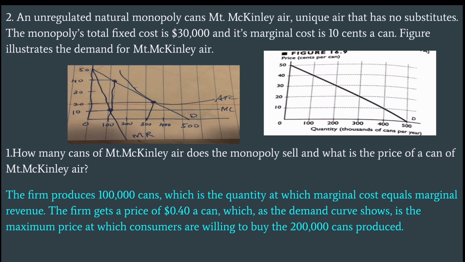How many cans of Mount McKinley Air does the monopoly sell and what is the price of a can of Mount McKinley Air? The firm produces 100,000 cans, which is the quantity at which marginal cost equals marginal revenue. The firm gets a price of $0.40 a can, which, as the demand curve shows, is the maximum price at which consumers are willing to buy the 100,000 cans produced. So there's a mistake here. It's not 200, it's 100,000 as shown in the figure.